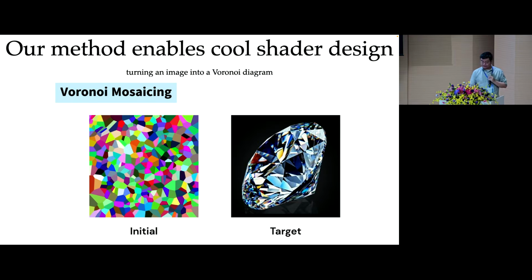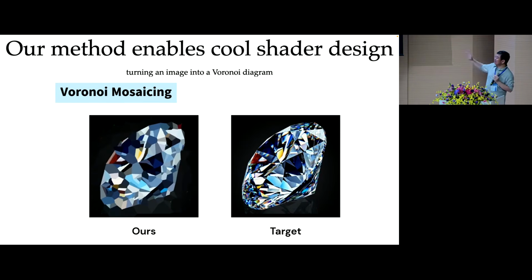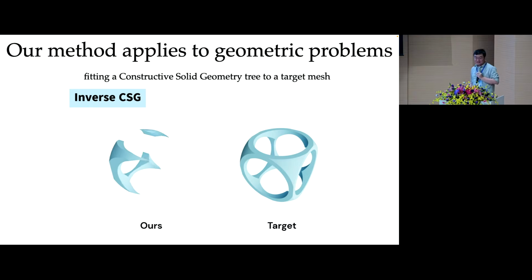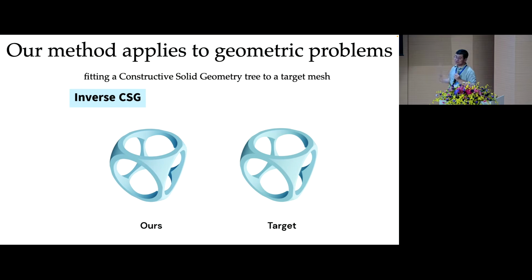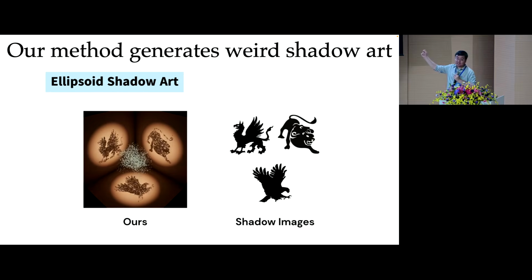And yeah, my students have had a lot of fun making a lot of cool examples. For example, this is a Voronoi mosaicing shader, and you can use it to match the Voronoi shader to an arbitrary target shape on the right. You can use it to fit a CSG tree to an existing mesh, and this will compress the mesh a little bit. So this is an inverse CSG problem. And you can use it to make weird shadow art. This is optimizing for the shape of a lot of ellipsoids in the space, and these ellipsoids will project onto different walls and give you different shadows.